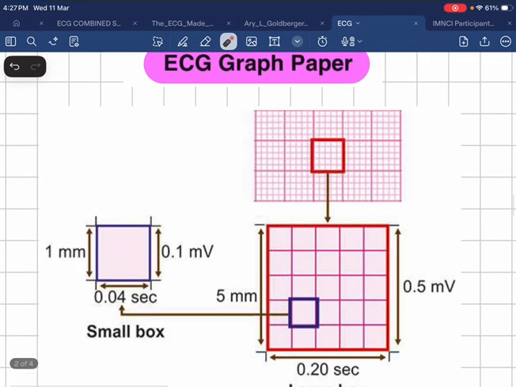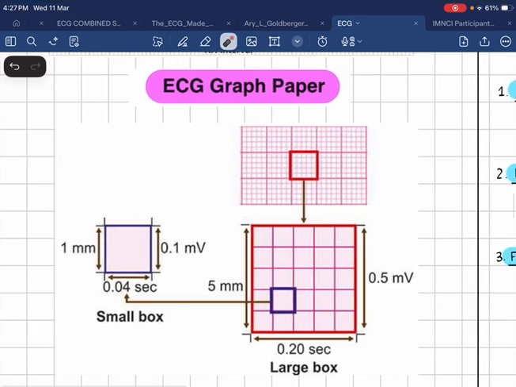If we see the basic ECG graph paper, we can see there is a large box, and in each large box we have multiple small boxes. For the large box, on the x-axis we have 0.20 seconds, and on the y-axis 5 millimeters corresponds to 0.5 millivolts of voltage. While in the small box, on the x-axis we have 0.04 seconds, while on the y-axis 1 millimeter corresponds to 0.1 millivolt.